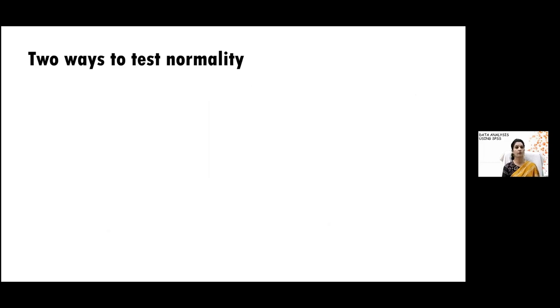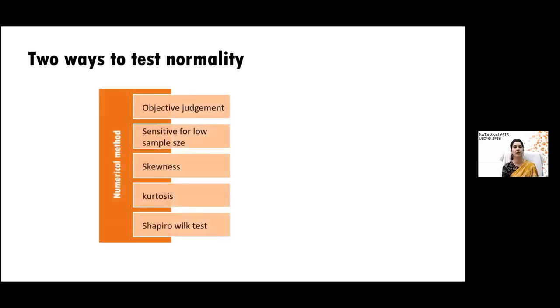So there are two ways to assess normality. Now we know what a normal distribution is. A normal distribution is a bell-shaped curve where the mean, median and mode coincide, and where the value of the standard deviation is 1.